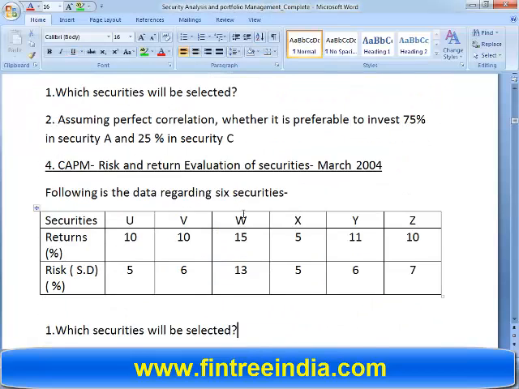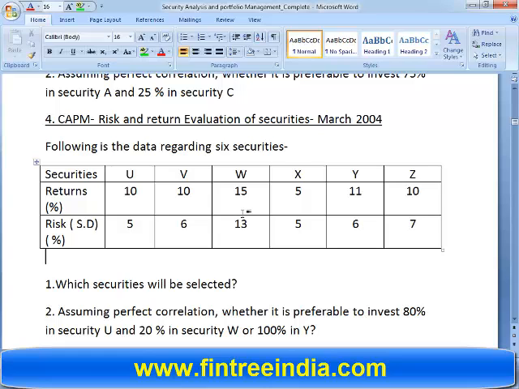Question number 4. CAPM, risk and return evaluation of security. Exactly the same data, perfect correlation. 80% in U, 20% in W, or 100% Y. So here in this case, they've in fact made it easier for you because they've also asked you to compare it with Y. So that means you don't have to do that screening. It can be done directly. So do you want to solve this? Try doing it and give me the solution.